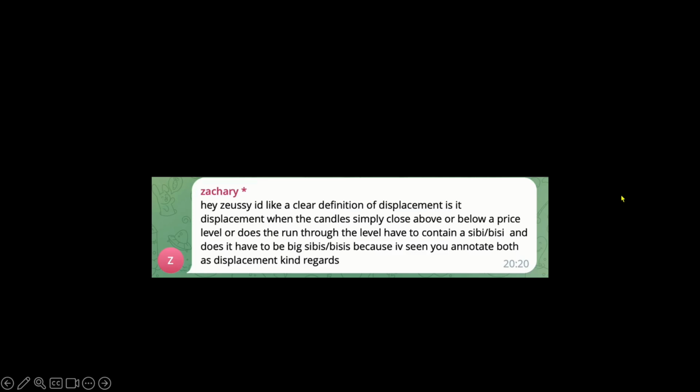The next question that I would like to answer is the following, and that's a question about displacement. This user asked me what I deem as valid displacement. And to answer this question, what I've done is I've created a schematic to basically showcase to this user what I deem as real displacement.